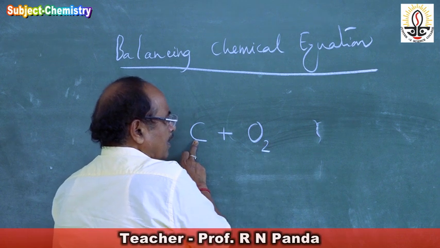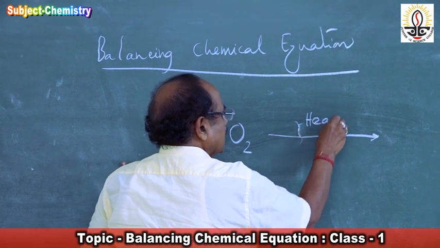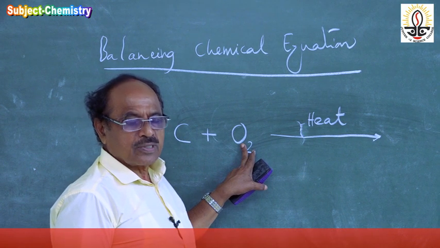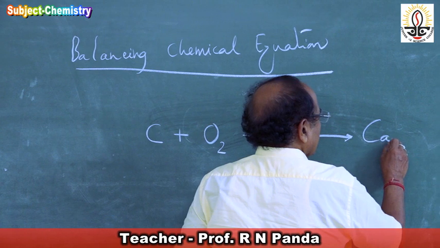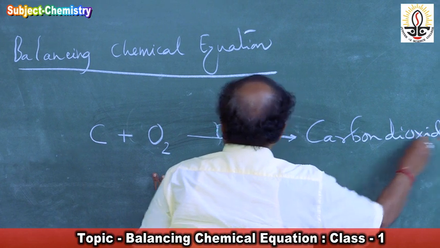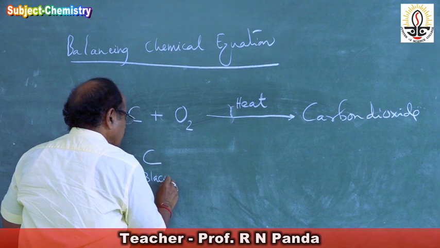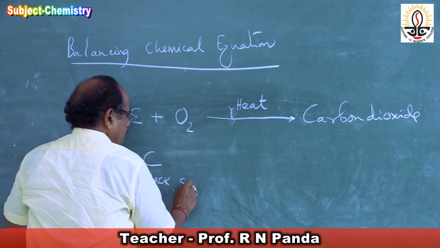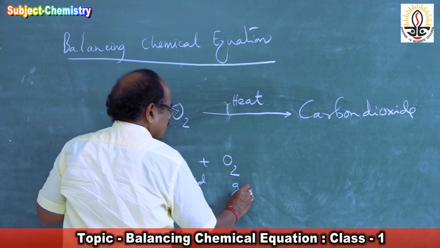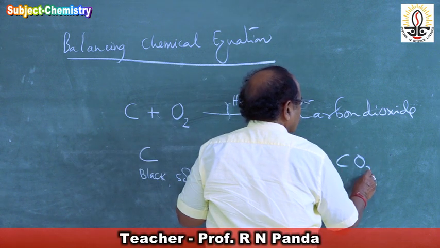Now if you take carbon and oxygen, then we heat. When we heat, carbon will react with oxygen to produce what? Carbon dioxide. So this is carbon. We have taken carbon, this black solid, and we are taking oxygen, a colorless gas. Then we are getting carbon dioxide, CO2.